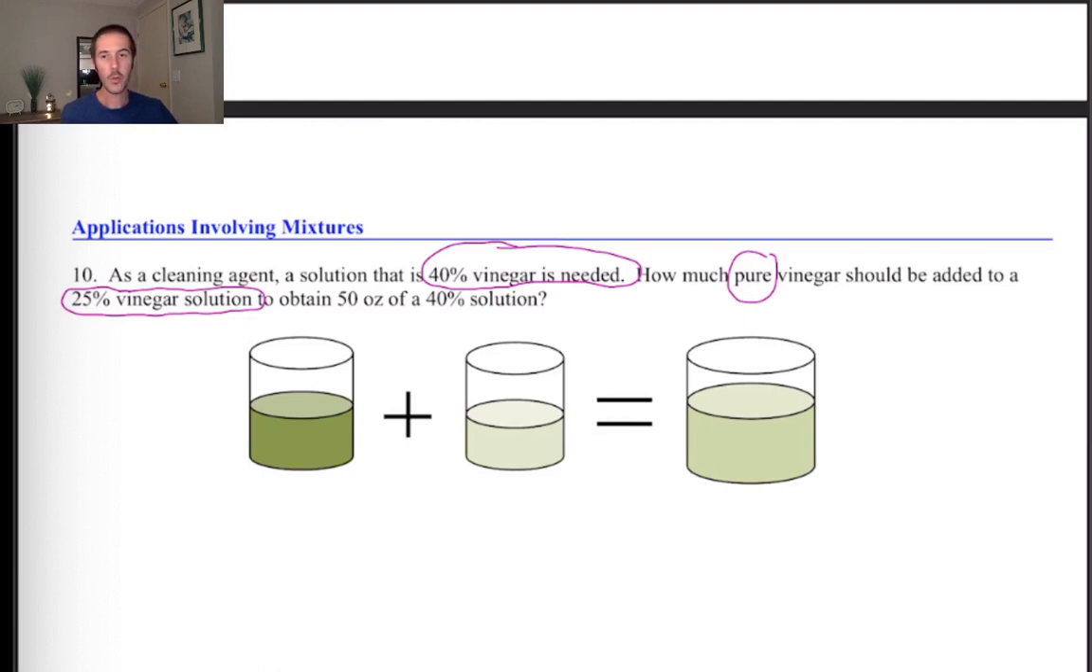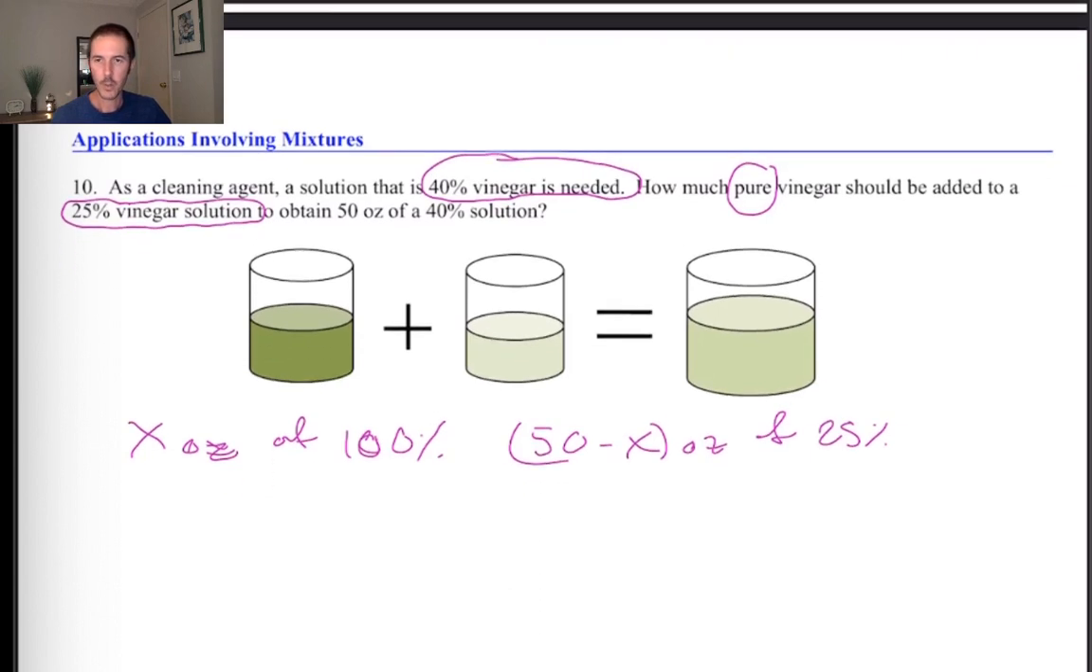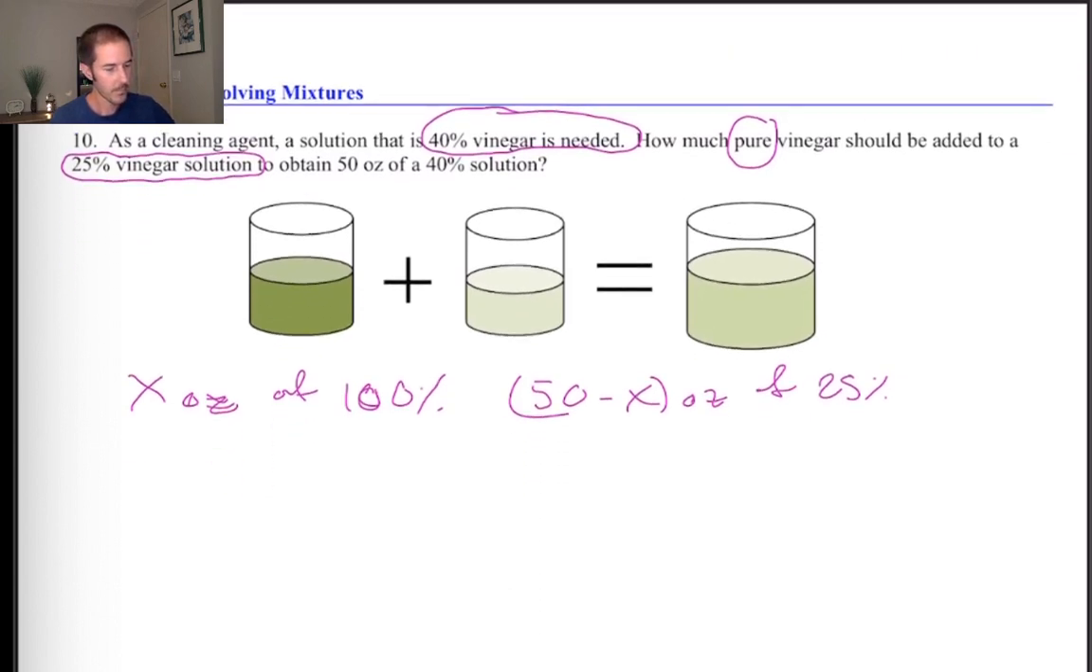This problem is so similar to the previous problem that we did. You're going to add x ounces of 100% concentration. That's the pure stuff. You're going to add 50 minus x ounces of 25% solution. You'll turn these two statements into little multiplication problems. 1.00 times x, and .25 times the 50 minus x.